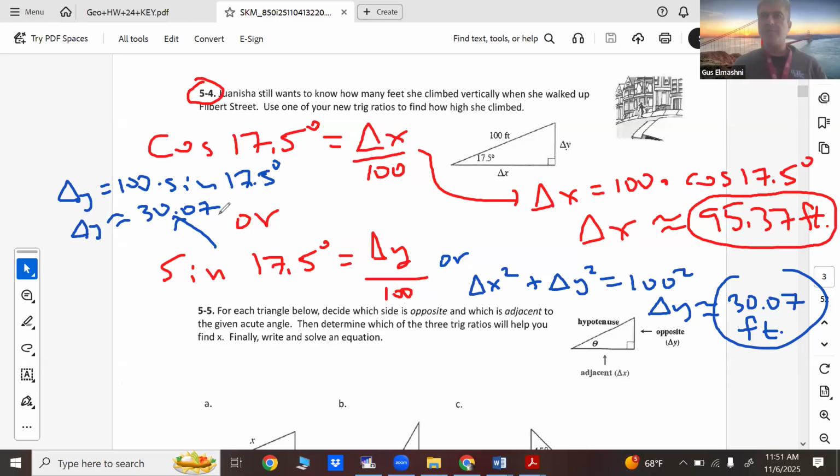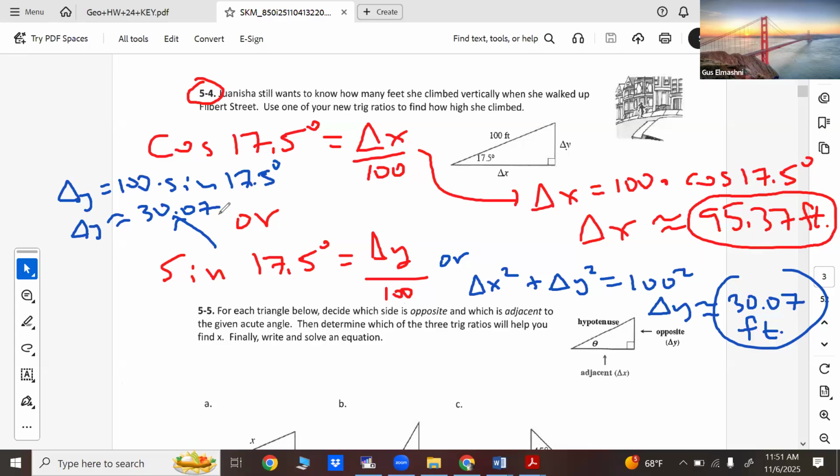You can use the T one. Yeah, actually, you could then use tangent also. Once we solve for delta x, I could then use tangent. Actually, you're right. Once I knew what delta x was, I could then use tangent with the angle and all. I could have tan 17.5 equals delta y over my new delta x. Sure, that's fine too. So you have options, right?